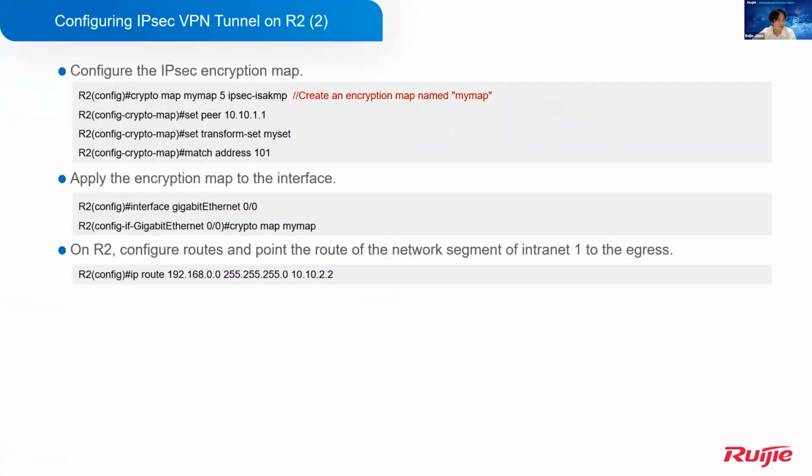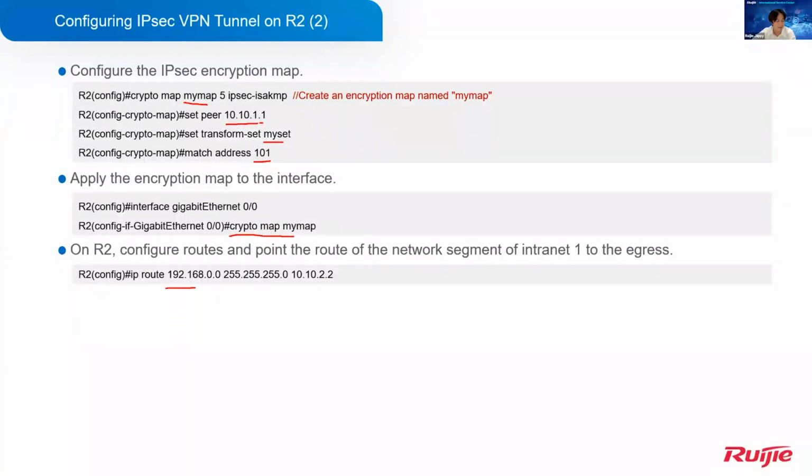After that, we will configure the IPsec encryption map. We will use the crypto map. This is my map, this is the name of the IPsec ISAKMP, and set the peer router 1 IP address and the transform set, and map with your access list. And finally, apply your crypto to the outgoing interface. And finally, we will configure the route for the destination of the private IP of router 1.